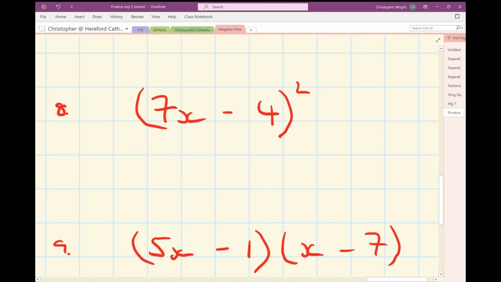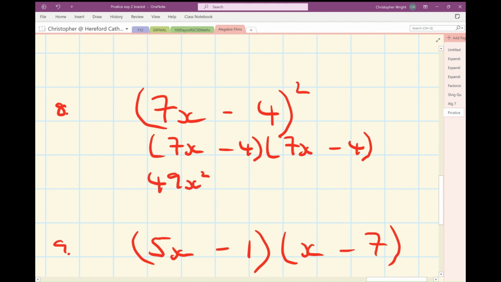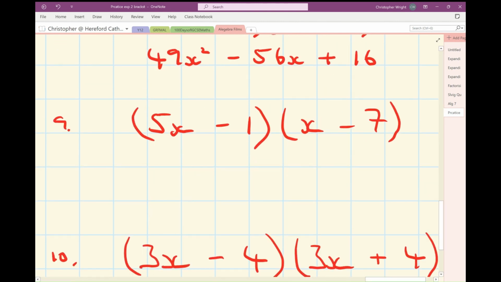Number 8. Remember, we're going to think about this as 7x minus 4. Lots of 7x minus 4. It's going to give me 49x squared. Minus 28x from the nose, minus another 28x from the mouth gives me minus 56x plus 16, minus 4 times minus 4. Number 9, 5x times x, 5x squared.